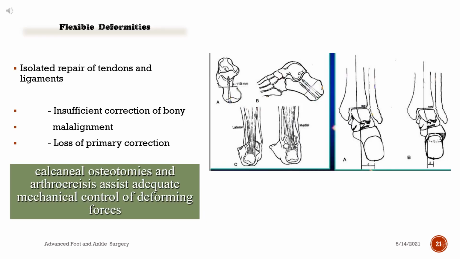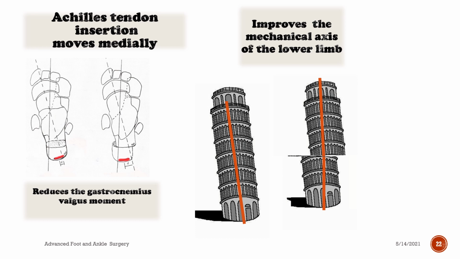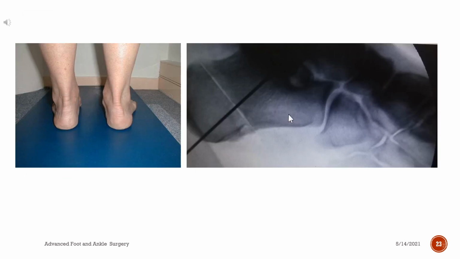Flexible deformities: isolated repair of tendons and ligaments gives insufficient correction of bony malalignment, with loss of primary correction. Calcaneal osteotomies assist adequate mechanical control of deforming forces.